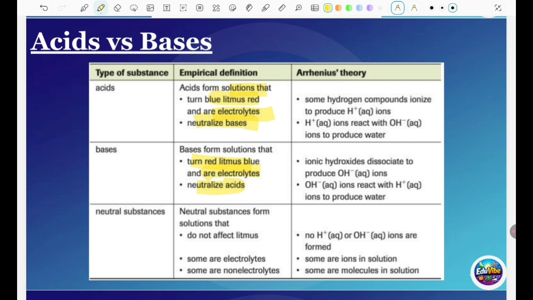And then we have neutral substances. Neutral substances are solutions that do not affect litmus. They don't affect any litmus; they stay the same. And some of them are electrolytes and some of them are non-electrolytes.